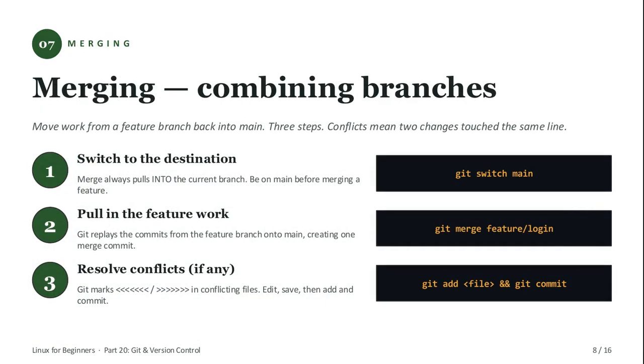Once your feature branch is ready, merging brings that work home. The key thing to remember: merge always pulls changes into whatever branch you're currently on. So step one is switching to main. Then git merge feature-login replays those commits and ties them together with a merge commit. If Git can't figure out how to combine two edits to the same line, it pauses and marks the conflict with those distinctive arrow brackets. You open the file, pick what you want, then add and commit to seal the deal.